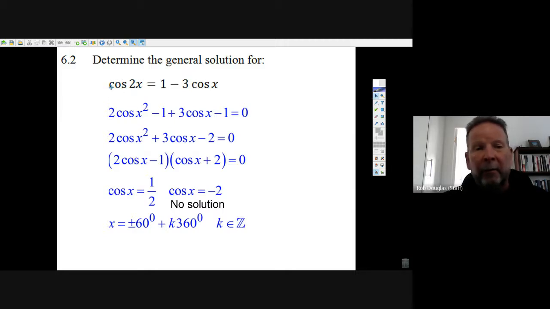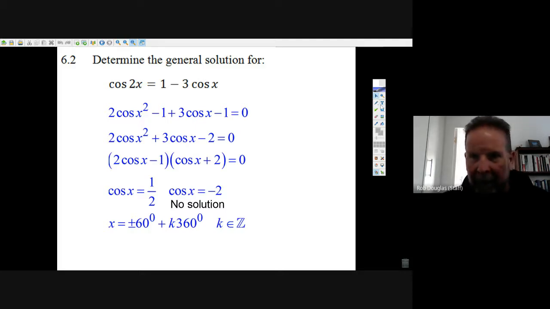Now, on the formula sheet, you've got three different things you could put down. You could put sine squared minus cos squared, I think it is. You could go 1 minus 2 sine squared, or you could go 2 cos squared x minus 1. That squared should be on the cos, not the x.